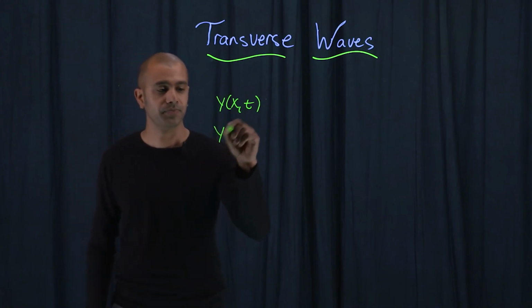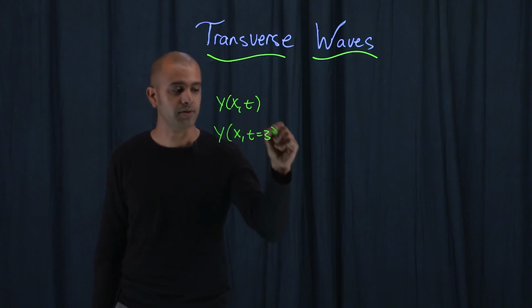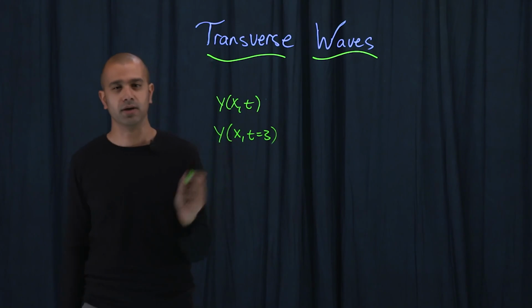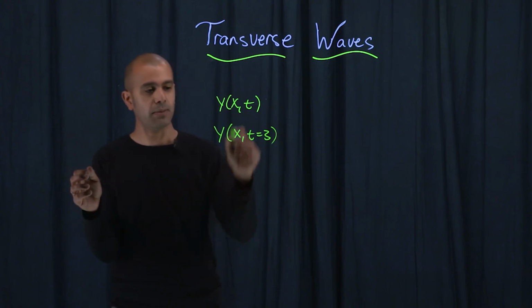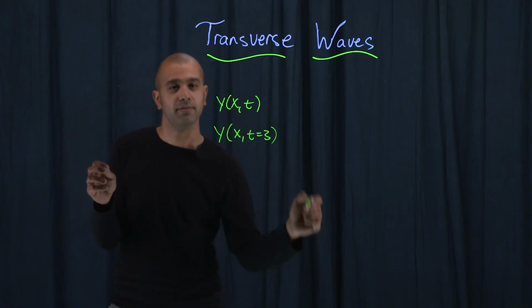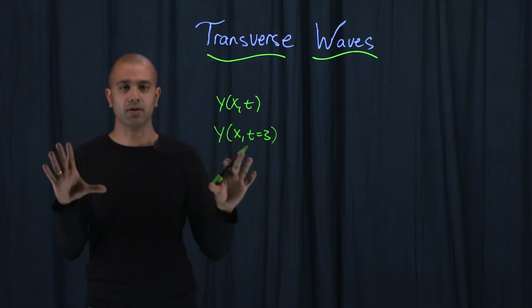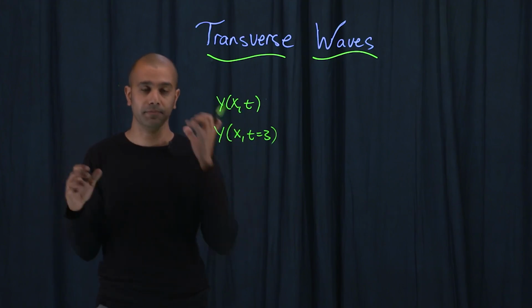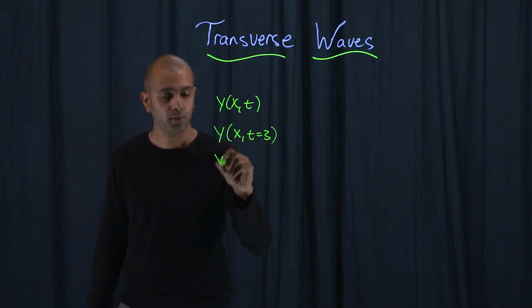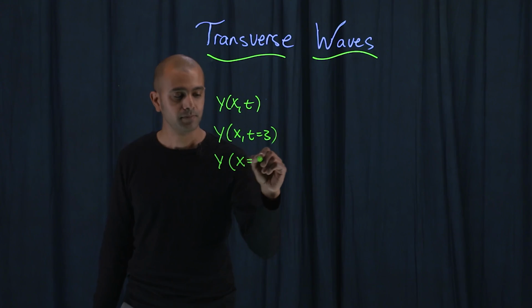So for example, we may be interested in what's happening at 3 seconds everywhere on the string, at all x. In other words, if the string looks like this at 3 seconds, then at this x, y may be big, but at this x, y may be negative. At this x, y may be 0. These types of graphs are called snapshot graphs because we're looking at a snapshot of the wave at a particular instant in time.